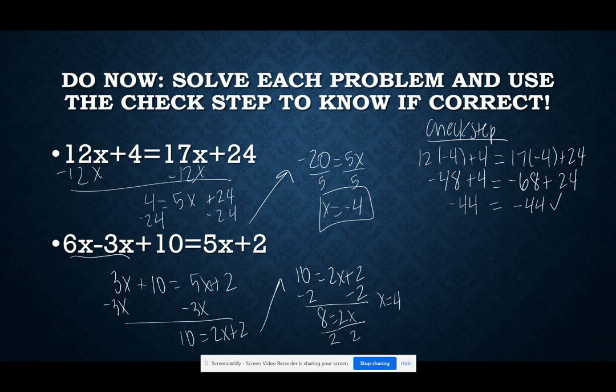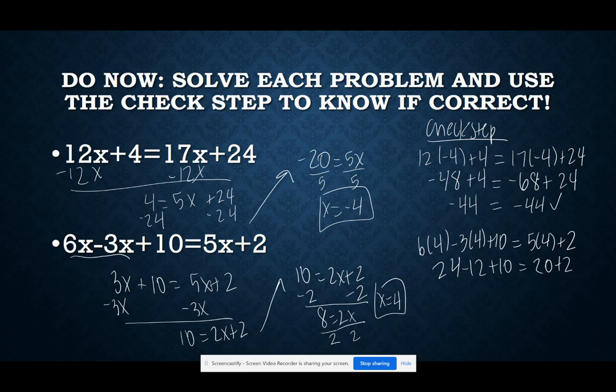So if x is 4, we're going to plug that in to see if it works. So 6 times 4 minus 3 times 4 plus 10 has to equal 5 times 4 plus 2. So 24 minus 12 plus 10 has to equal 20 plus 2. 24 minus 12 is 12, plus 10 is 22, and this side's 22 as well. So my answer is right. So this is just the check step. It's not saying your answer is 22. This is not saying your answer is negative 44. It's saying these two are your answers, and they do work.